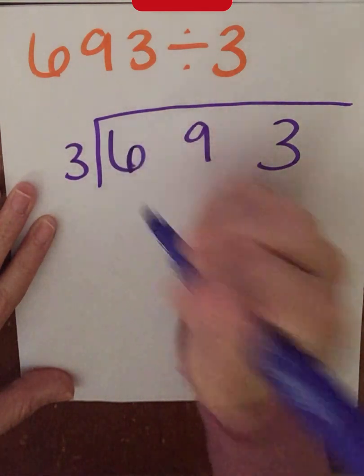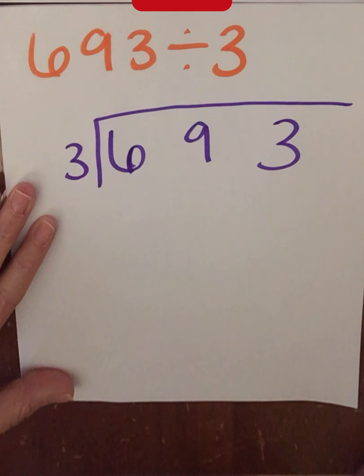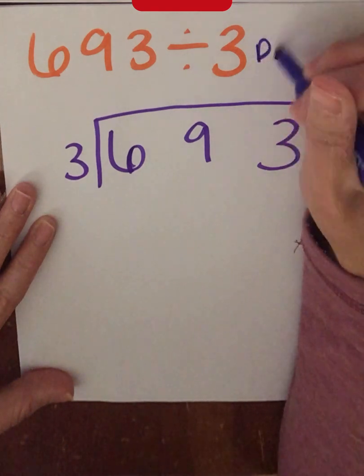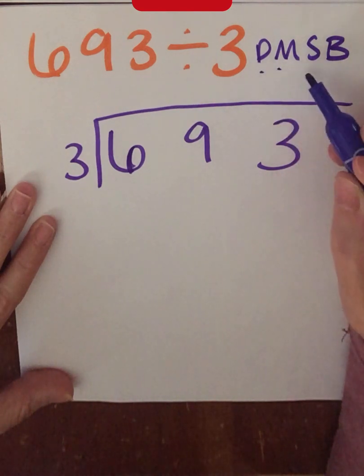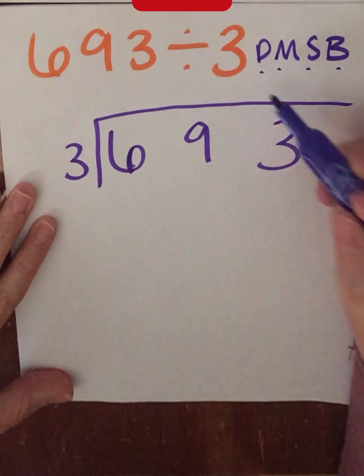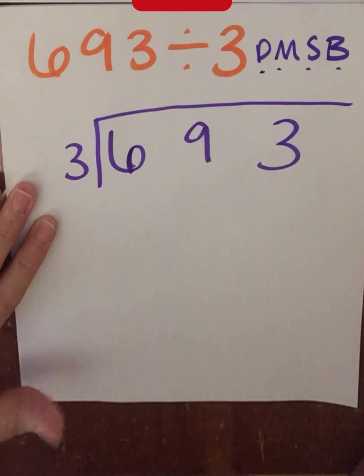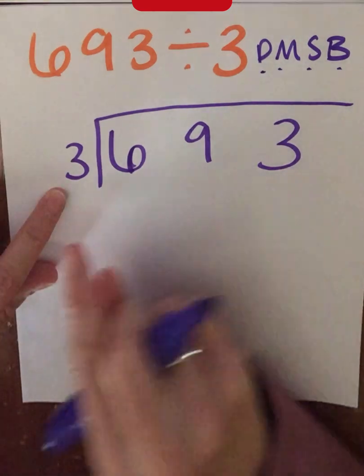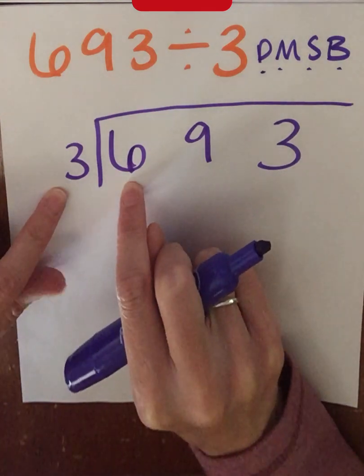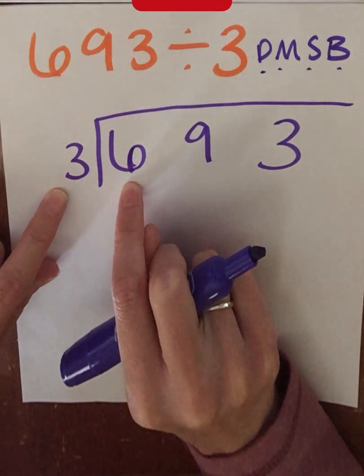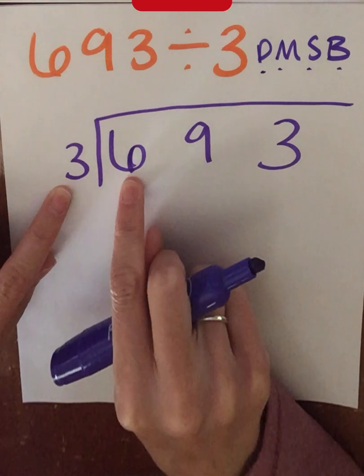Now, if you remember, we talked about using the acronym DMSB: divide, multiply, subtract, and bring down, okay? So we're going to start here with the D, and we're going to divide. So when I divide, I'm going to look at the 3, and I'm going to look at this first number here, which is the 6. Now, I'm thinking, how many groups of 3 can I take out of the number 6?